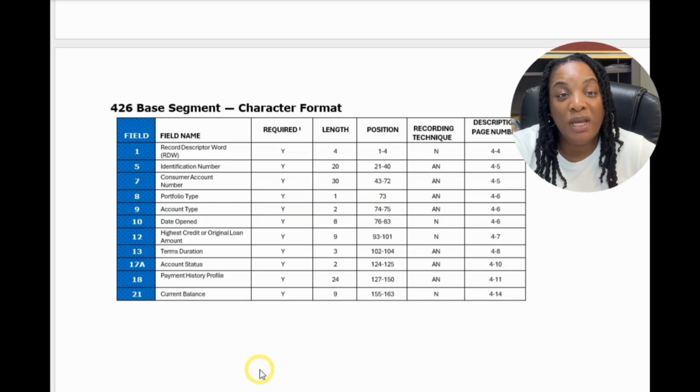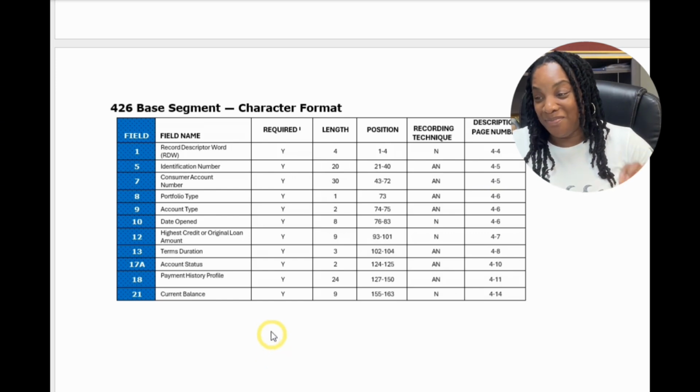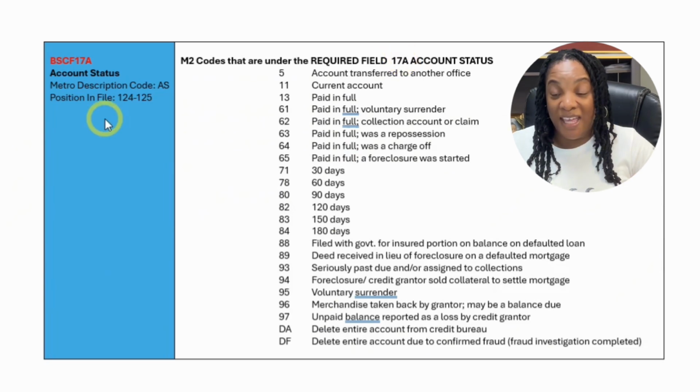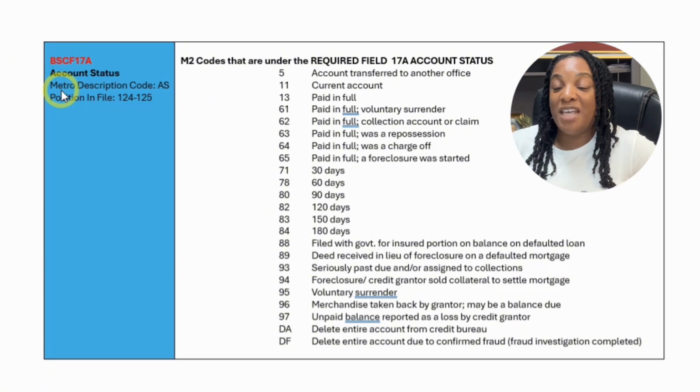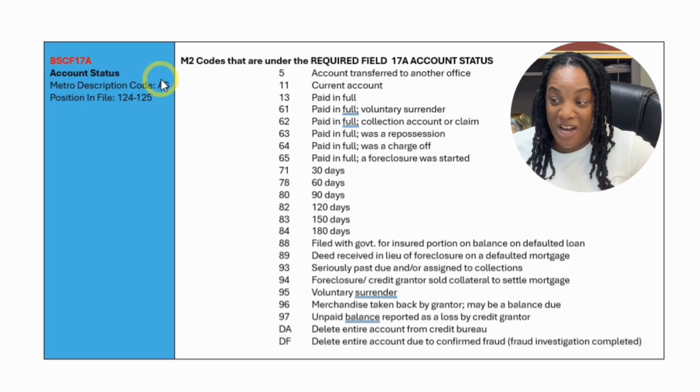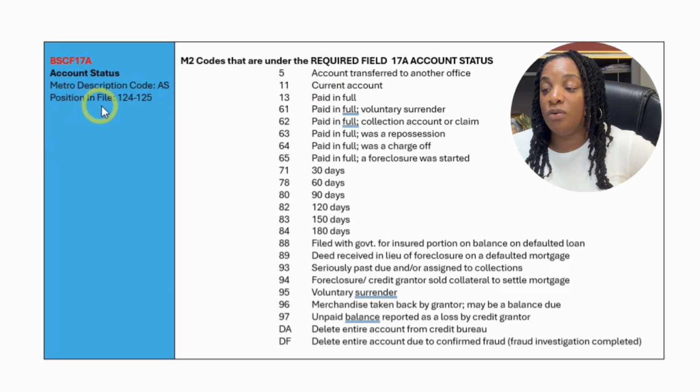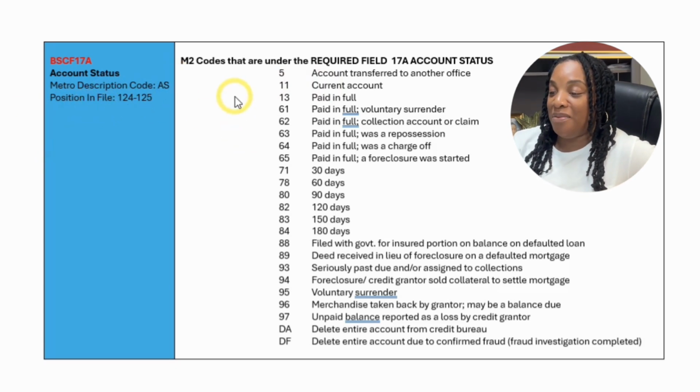So I'm going to give you a quick look at the codes under account status, which is Metro 2 field 17A. So here we go. As you can see, this is all the codes under the BAS segment character field 17A, which is account status. This is a lot, right? The Metro 2 description code is AS, and the position in the file is 124 through 125. These are the Metro 2 codes under the required field 17A, account status.